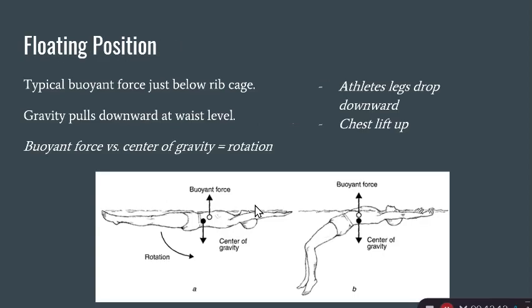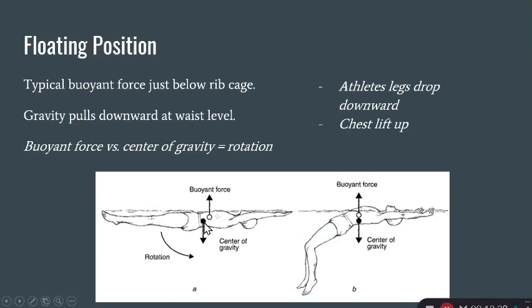And typically, where that buoyancy force is going to act on our bodies is just below our rib cage. We talked before about how the center of gravity is roughly around your belly button, but the center of buoyancy is going to be roughly just below your rib cage. Now, where this comes into play is if you're trying to float in the water, you'll notice here's our center of buoyancy, and here's our center of gravity.